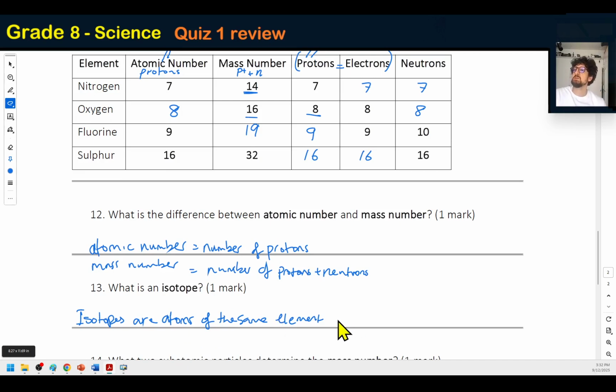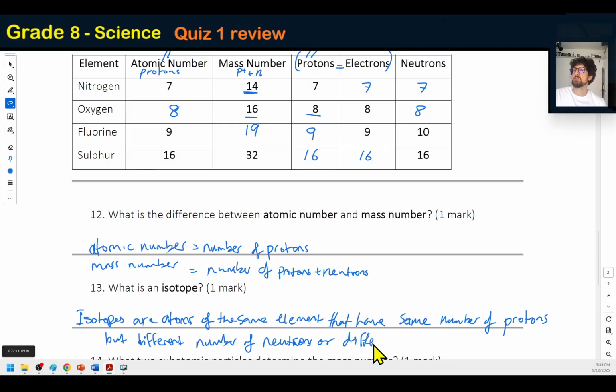So isotopes are atoms of the same element that have the same number of protons, but different number of neutrons, or different mass number, because of course if you have a different number of neutrons you have a different mass number. Oh my god, my handwriting is terrible. Because I'm using this, by the way, and I'm still getting used to it, okay? So just bear with me. It's quite hard. I hope you can read that.